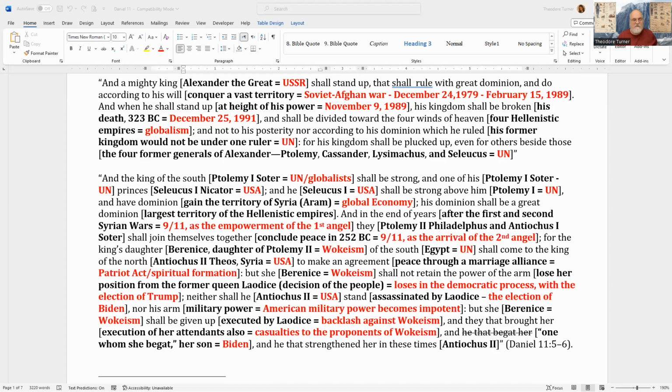It's Wednesday, November 8th, and we're continuing our study of placing the historical application of Daniel chapter 11 with the present truth application. And so you can see the document there. That's the one we've been working on. We're going to continue to work on it.